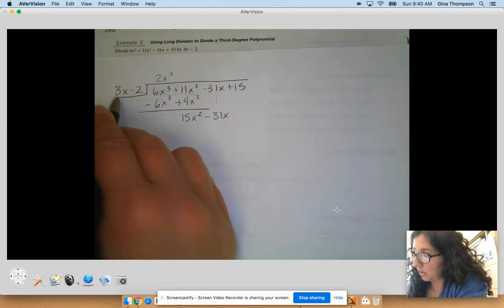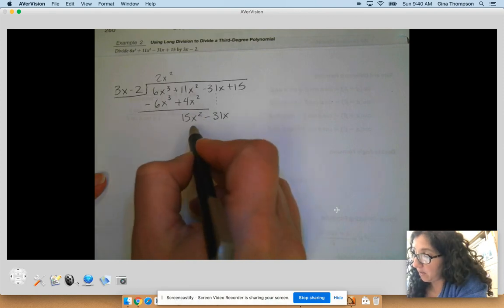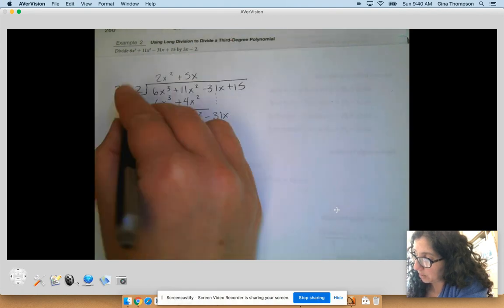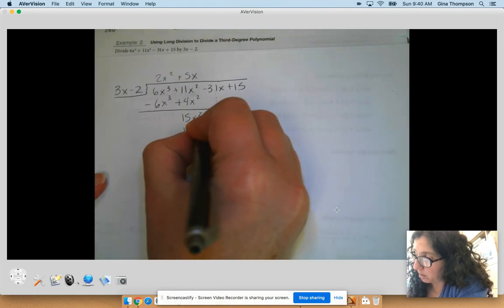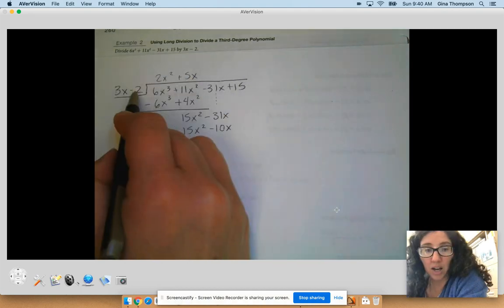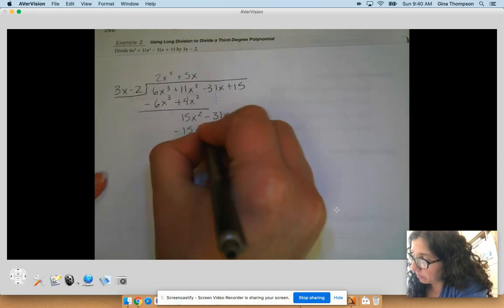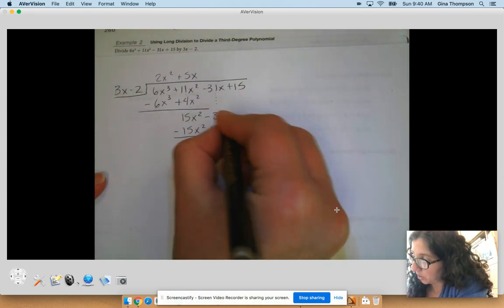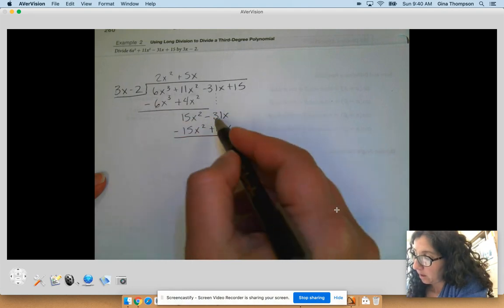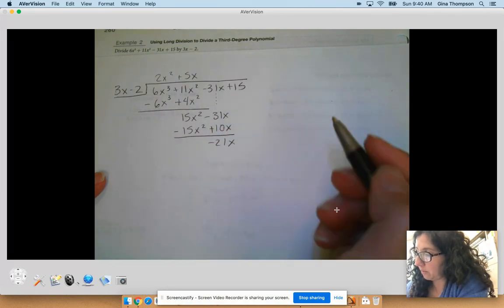All right, 3x goes into 15x squared. I'm just looking at the first term. 5x times. So let's say plus 5x. And now let's multiply: 15x squared minus 10x. Right, 5x times this, 5x times that. All right, so let's change the signs. So these go away. These should always go away. If you're doing this right, these should always be 0. Negative 31 plus 10 is negative 21x.